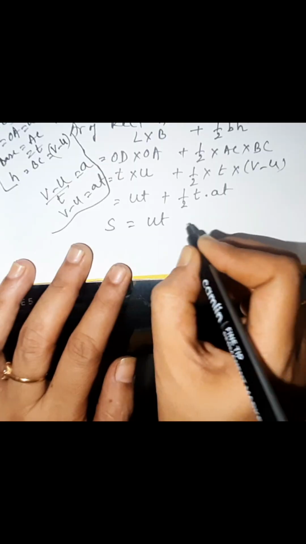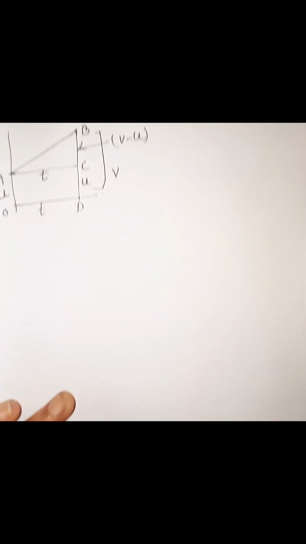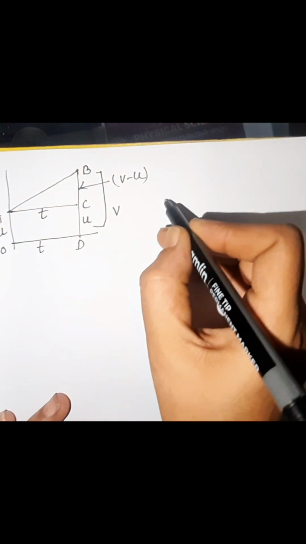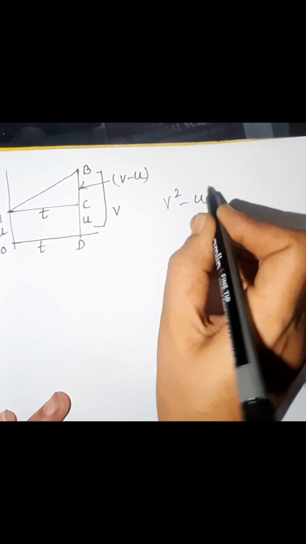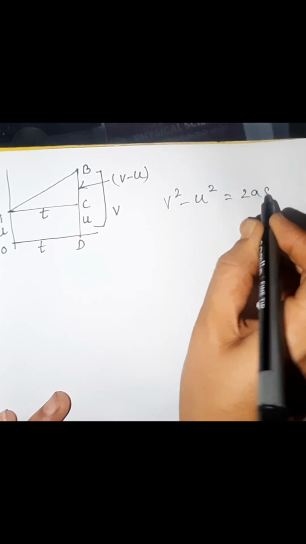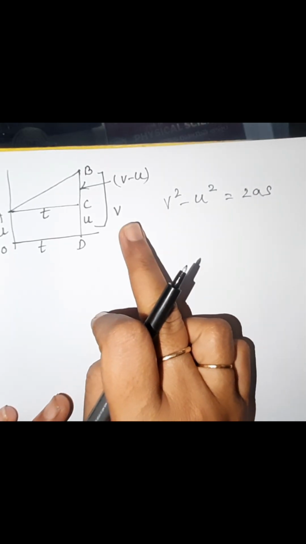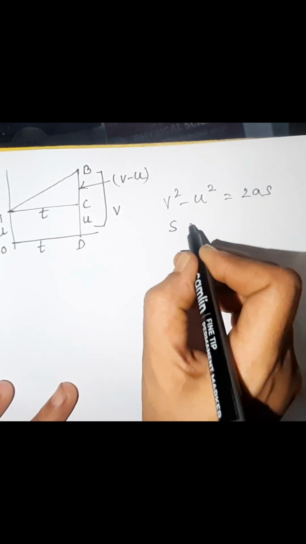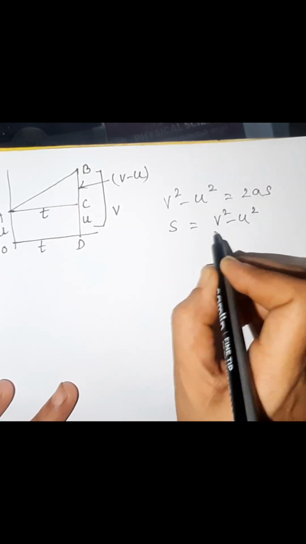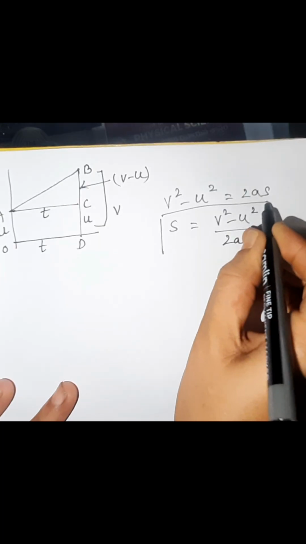Thus the final equation for distance s is equal to ut plus half at square. This is called the second equation of motion. So now we are going to start with the third equation of motion, which is v square minus u square is equal to 2as. So from this, s is equal to v square minus u square upon 2a. So this is the last equation of this chapter.